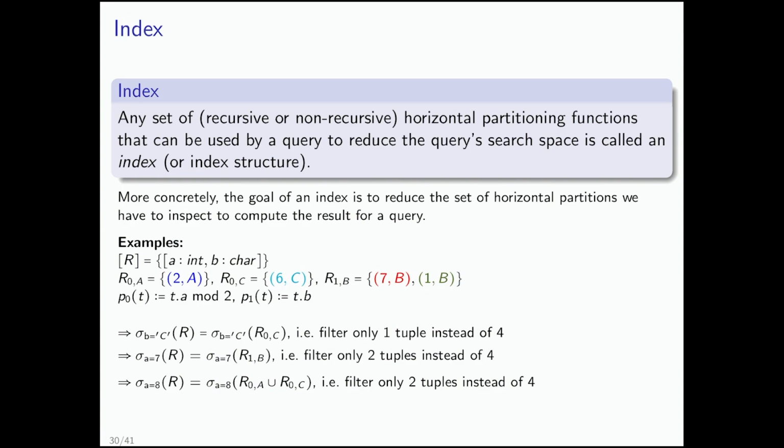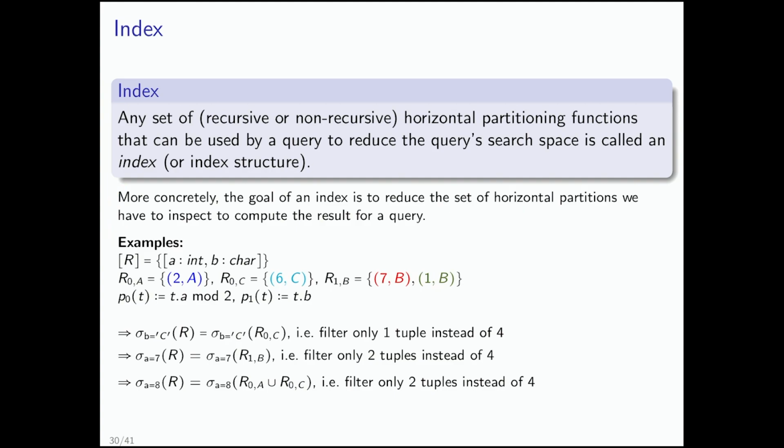So typically the search space of the query is the entire relation. Yeah, if you just think about a single relation, you want to filter out the tuples qualifying a certain condition. So the search space is all of the tuples. However, using horizontal partitioning, I can just look at some of the horizontal partitions and not at all of them. Yeah, that's a trick that's played by indexes. So the goal of the index is to reduce the set of horizontal partitions we have to inspect to compute the results for a query.